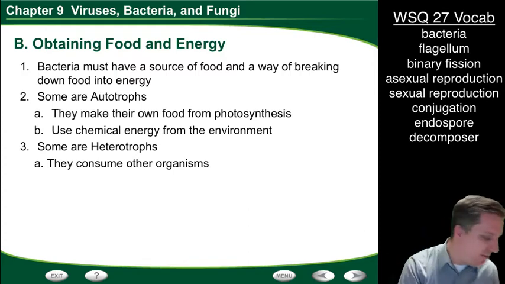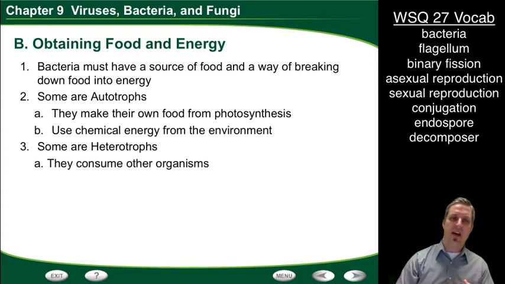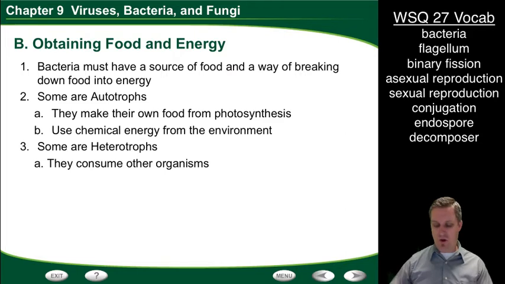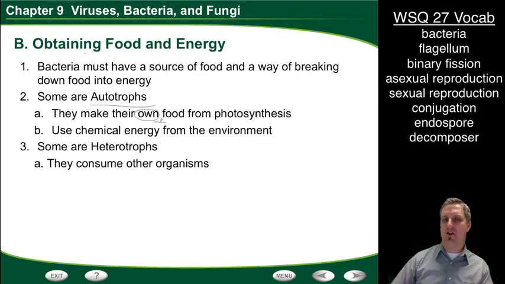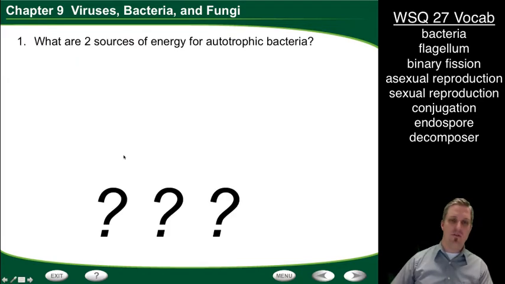Let's talk about how bacteria obtain food and energy. Now, bacteria must have a source of food and a way of breaking down food into energy. They can be in one of two classes, like most organisms. Bacteria can be autotrophic. Remember what autotrophic means. An autotroph is an organism that makes its own food from photosynthesis or uses chemical energy from the environment. Some are also heterotrophs, which means they have to consume other organisms. So those are the two ways in which bacteria can obtain food and energy.